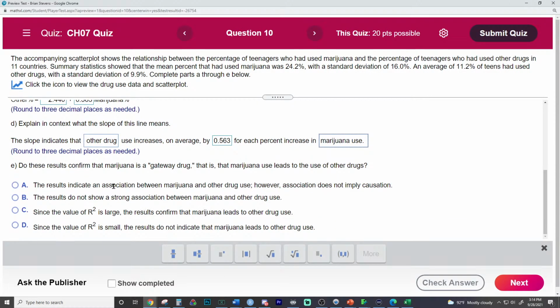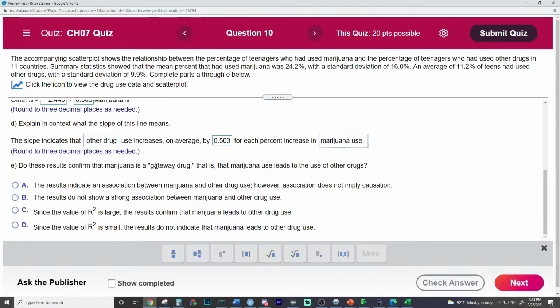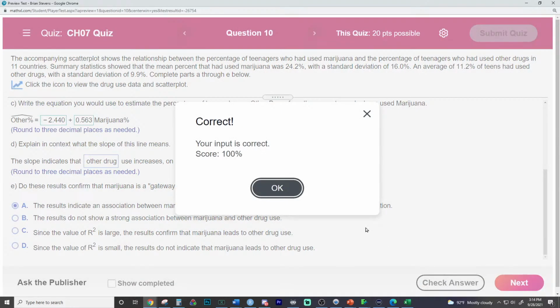Do these results confirm that marijuana is a gateway drug? Once again, this is like correlation is not causation, so we can't say it's causing it. So we would say right here, the result indicates an association. That is true. However, association does not imply causation. The results do not show that. No, they do not, since the R value is large enough, no. We should be good. Woo!